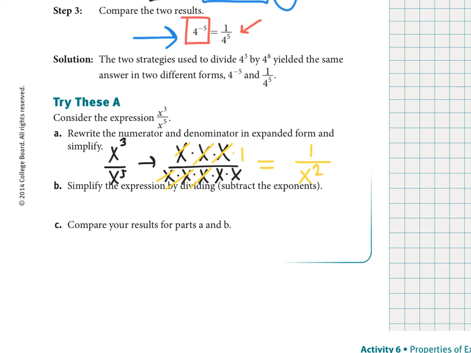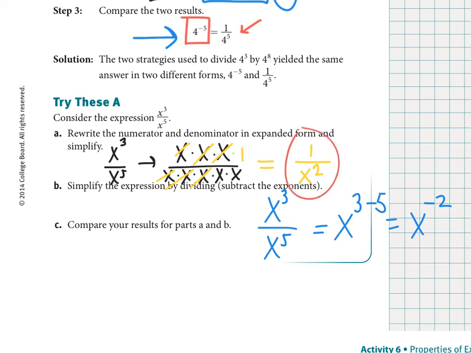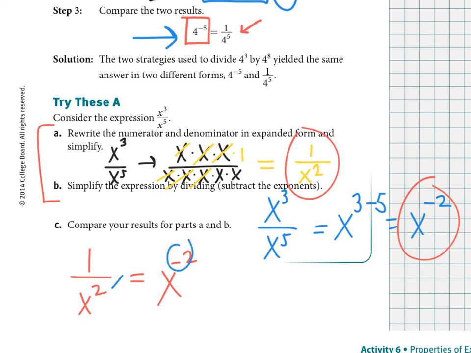Now if we do the same exact problem by subtracting exponents, taking x to the third over x to the 5th, remember the rule from the previous section: you subtract exponents, and 3 minus 5 is negative 2. So the results we got, 1 over x squared and x to the negative 2, are equal to each other. We did the same problem in part A and B using different methods. So whenever you have a negative exponent, it ends up becoming the reciprocal and makes the exponent positive.